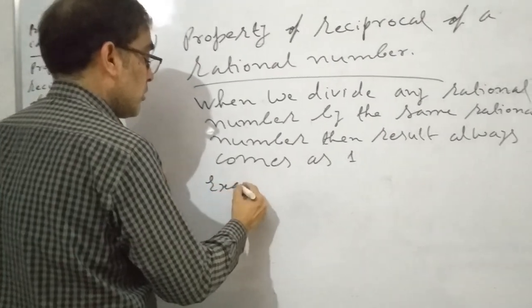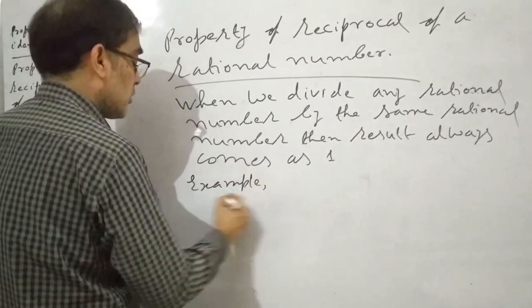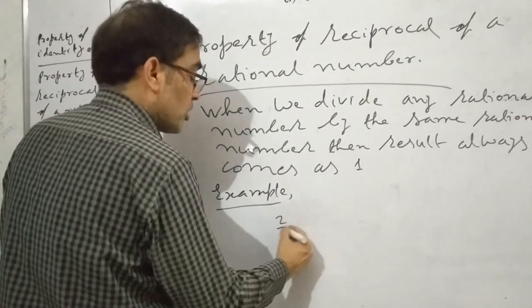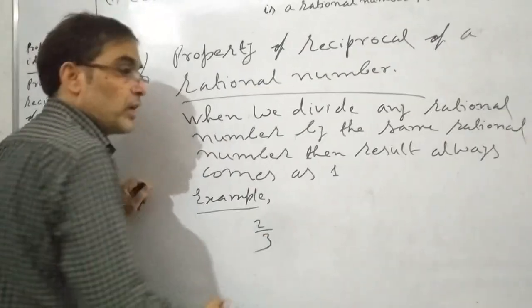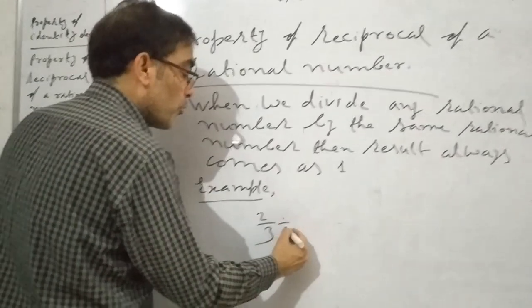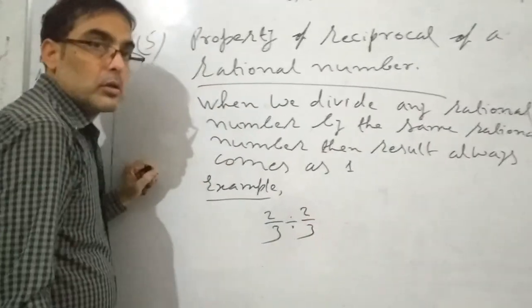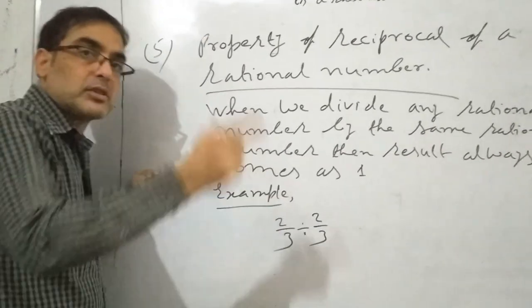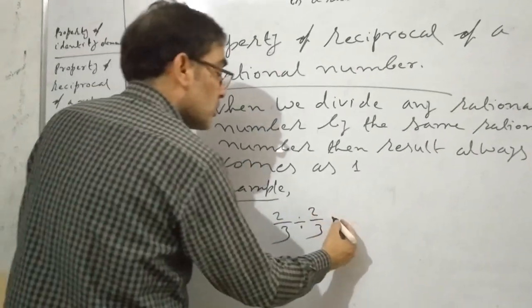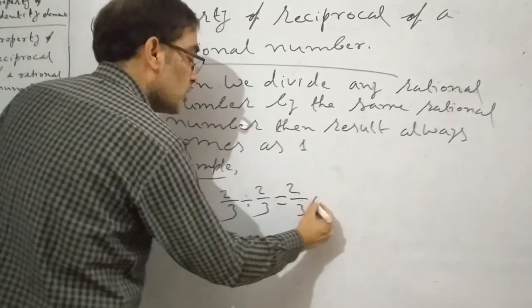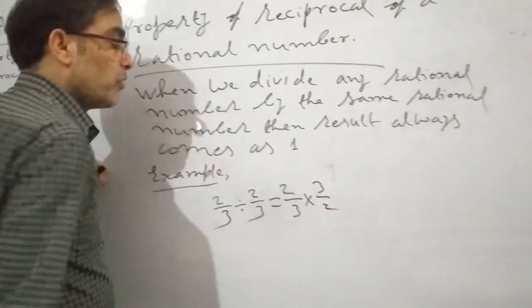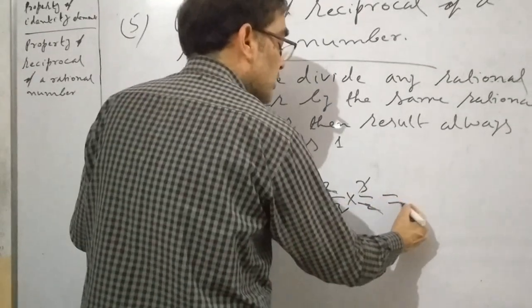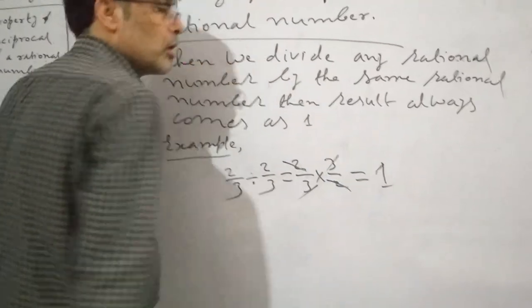Example, suppose there is a rational number 2 by 3, and we are dividing 2 by 3 by the same rational number 2 by 3. Then it will be 2 by 3 into 3 by 2, and 2 cancels and 3 also cancels. Then the result will be 1.